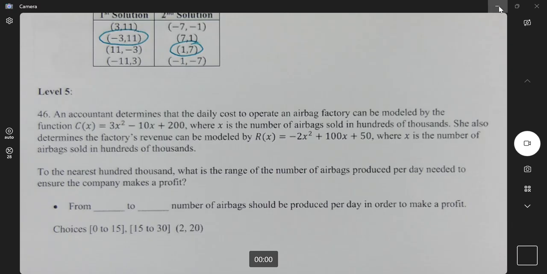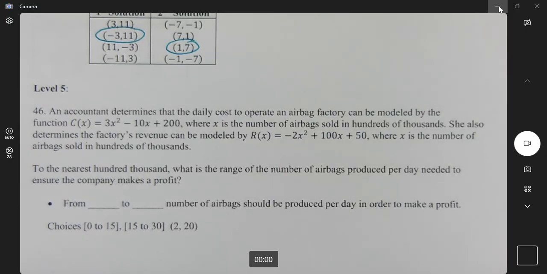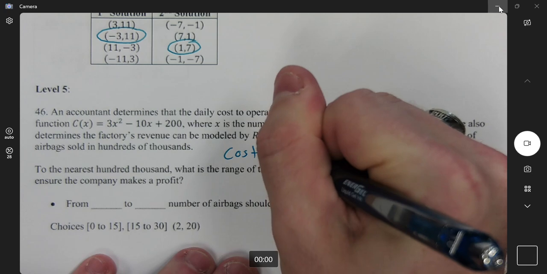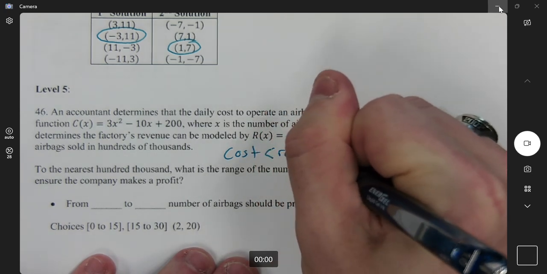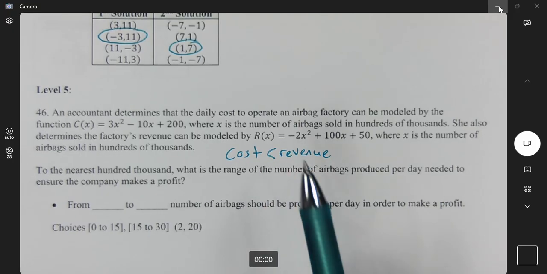It says, to the nearest 100,000, what is the range of the number of airbags produced per day needed to ensure that the company makes a profit? Oh, makes a profit. So what does that mean? That's what makes this a level 5 question. What does profit mean? Profit means that cost is less than revenue. Or you could say revenue is greater than cost. It doesn't matter which one you say. I wrote this one, so that's the way I'll do it on Desmos. But our job is just to ensure that the cost is less than the revenue.